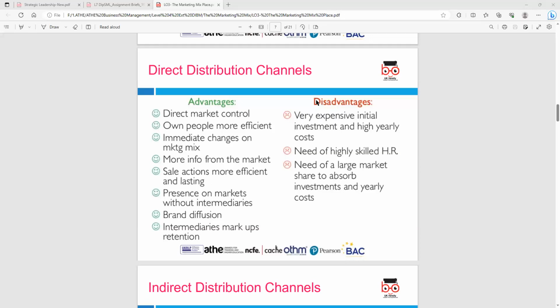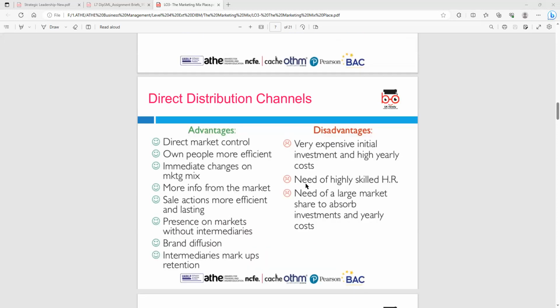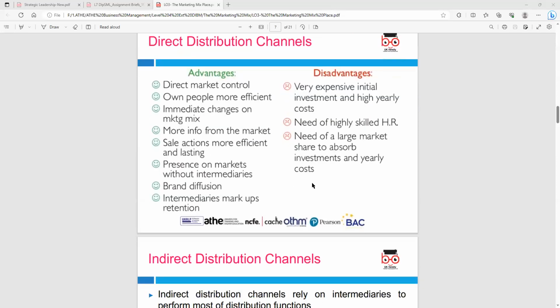Correct? Yes. Okay, the disadvantage of this is sometimes they are expensive, because you need to lay out initial investments, and you have to maintain your unit. You have to make sure that your unit is cost effective. You need to keep people employed, for example, and you need to bear their salaries. You need to make sure that they have enough work to be worthwhile employing them, and that you have a large market share to absorb investments and yearly costs.